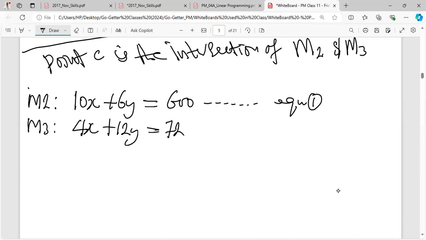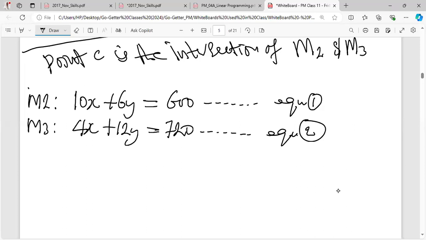That gives us 720. We call it equation 2. Now, there are two methods of solving simultaneous equations. One of them is the substitution method. The other one is the elimination method. Now, the elimination method is somehow easy.